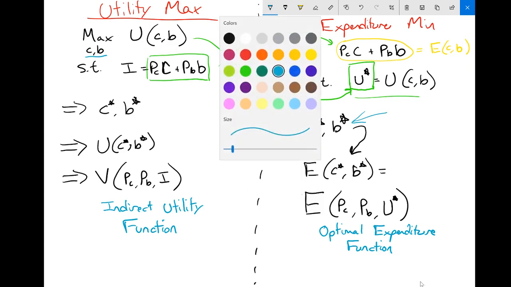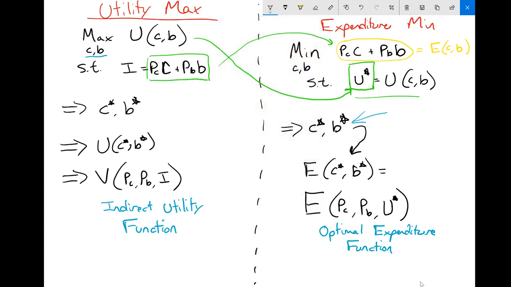Now you might notice something. If you're looking carefully, you might notice that the indirect utility function has I as a parameter, but the expenditure minimization problem, which yields the optimal expenditure function, has a given utility level as a parameter. This is the only thing that's different between these two. The indirect utility function takes income as a given, as a parameter. The optimal expenditure function takes utility as a parameter, that is, the target utility value as a given.